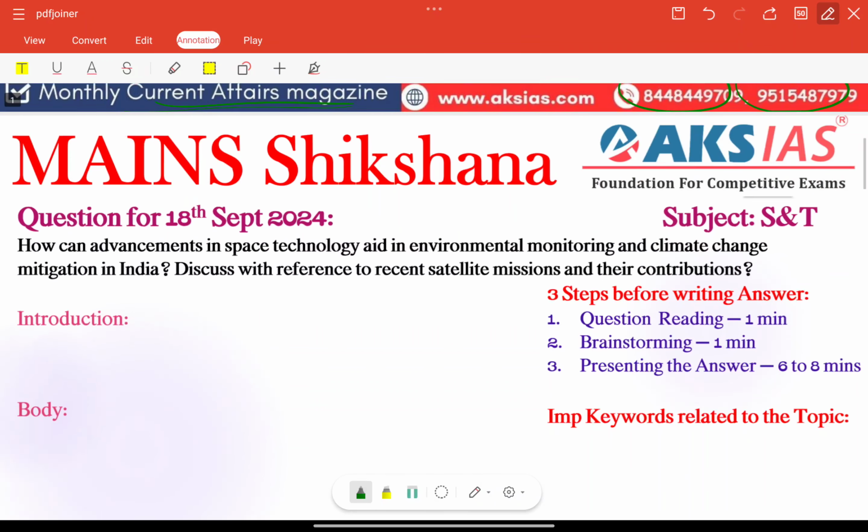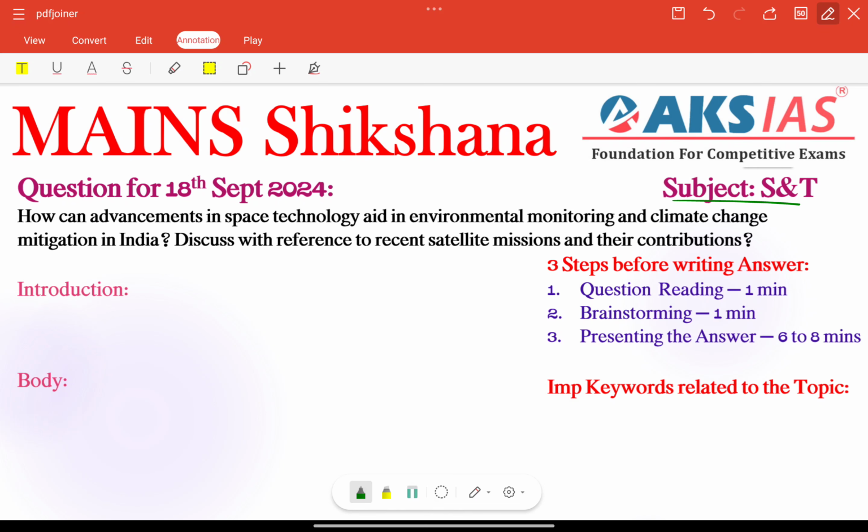So let's take today's question related to the subject science and technology. Question for 18th September 2024: How can advancements in space technology aid in environmental monitoring and climate change mitigation in India? Discuss with reference to recent satellite missions and their contributions.